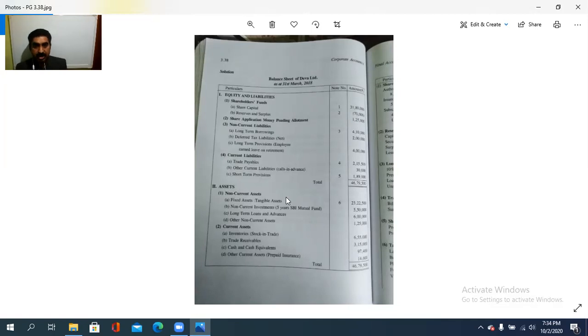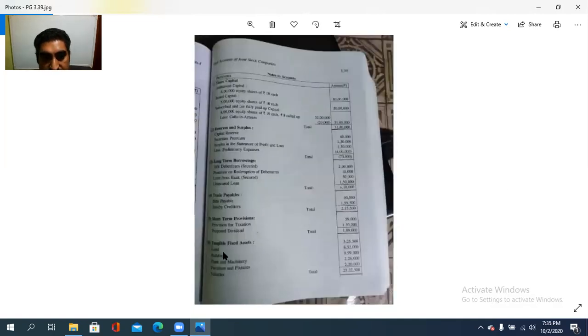While in the assets part, there is non-current asset, that is fixed asset, non-current investment, long-term loans and advances, and also other non-current assets. And there is current asset, like inventories or stock in trade, trade receivable, cash and cash equivalents, and other current assets, that is insurance. So how will we calculate this non-current asset? Under that, fixed asset. Fixed asset, what is that?